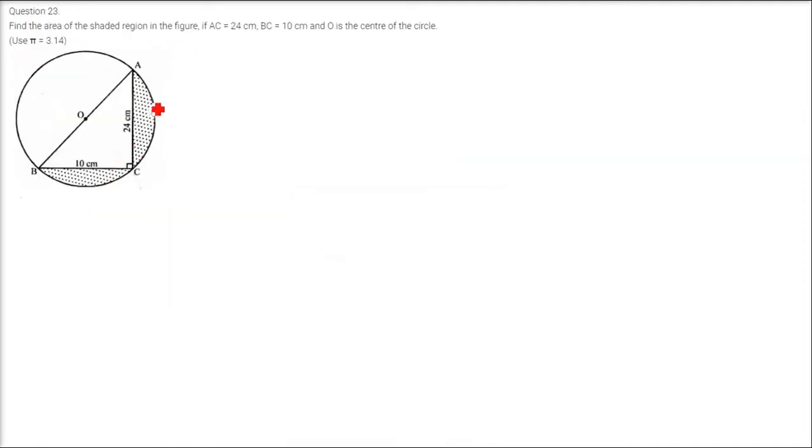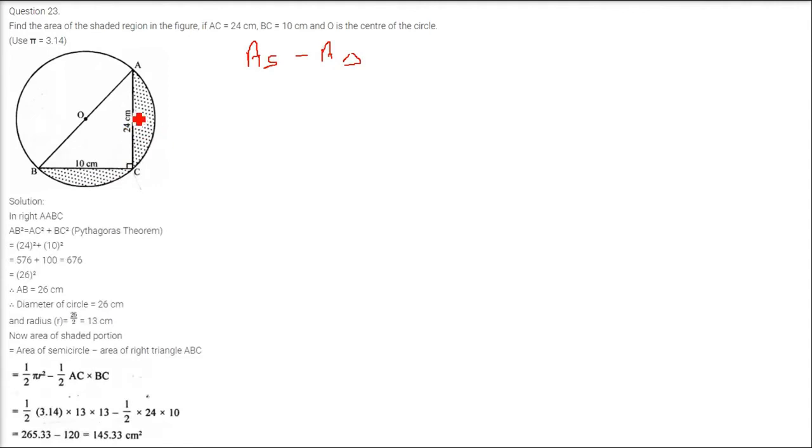Find the area of the shaded region. AC is given as 24 centimeter and BC is 10 centimeter. And O is the center of the circle. So what we have to do, we have a semicircle here and we have a triangle. So the area of this semicircle, that is ACB, or you can say AOBC, minus the area of the triangle will give you the region here. To find the area of the semicircle, pi r square is the area of the circle and pi r square by 2 is the area of the semicircle.